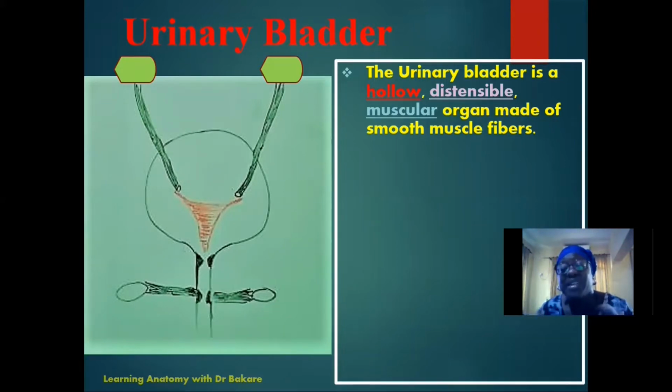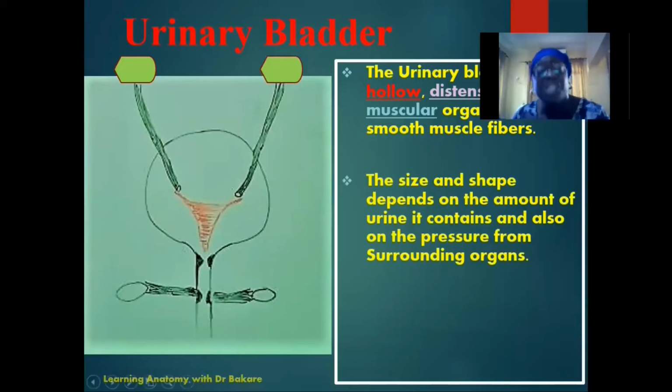process of urination. The urinary bladder is a hollow, distensible muscular organ that is made up of smooth muscle. It is hollow because it has space within it where the urine can accumulate, and it is distensible because it has the capacity to expand so as to accommodate more volume of urine. It is muscular because it is made up of muscle, specifically smooth muscle, whose fibers have high tensile strength to expand and also to contract.